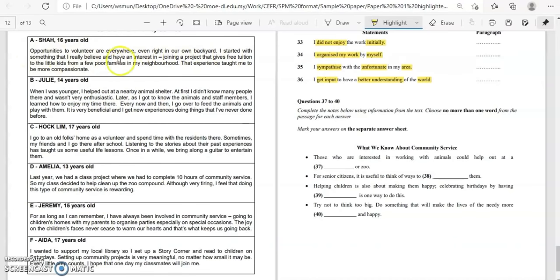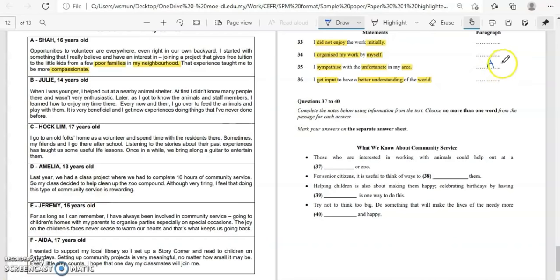Paragraph A, it mentioned here, poor families, my neighborhood, and taught me to be more compassionate. So, to which statement are these keywords similar? Poor families matches with the word unfortunate. My neighborhood matches with my area. Compassionate has the same meaning as sympathize. So very obvious, we know the answer for 35 is A.